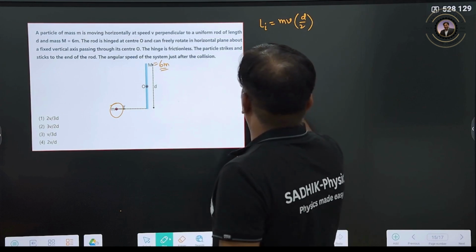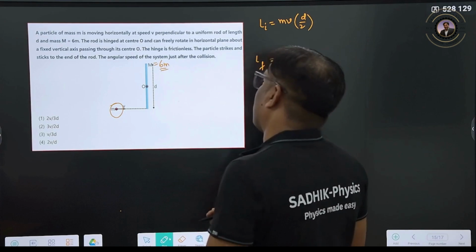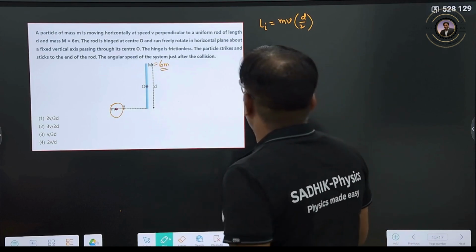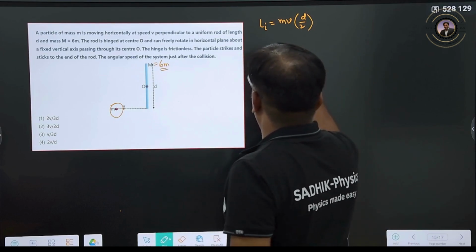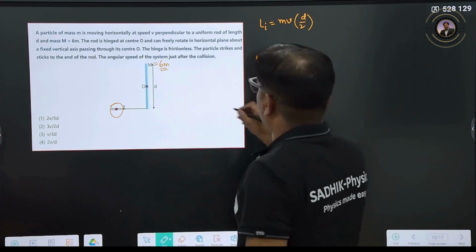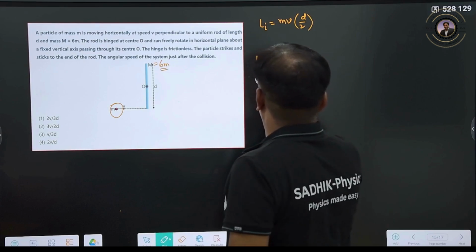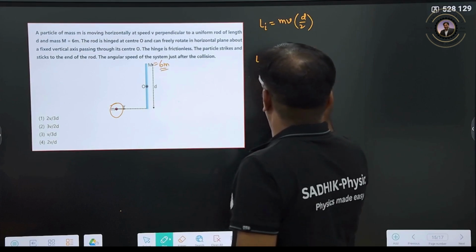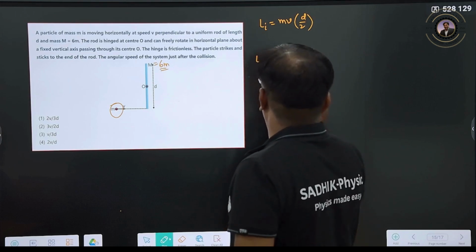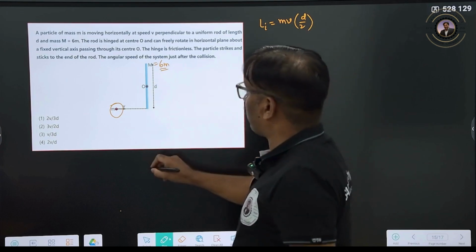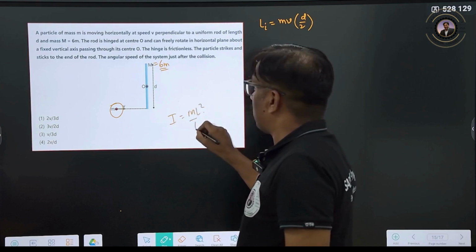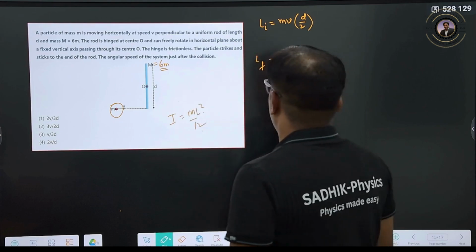Now the final angular momentum. Finally the particle gets stuck and the rod is also rotating. So we can write it as I omega. What is the moment of inertia? The rod mass is 6m, so 6m d square by 12. The moment of inertia of a rod is ml square by 12. So this is the rod's moment of inertia.